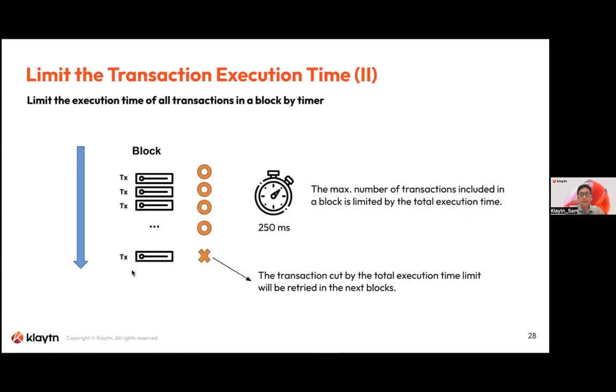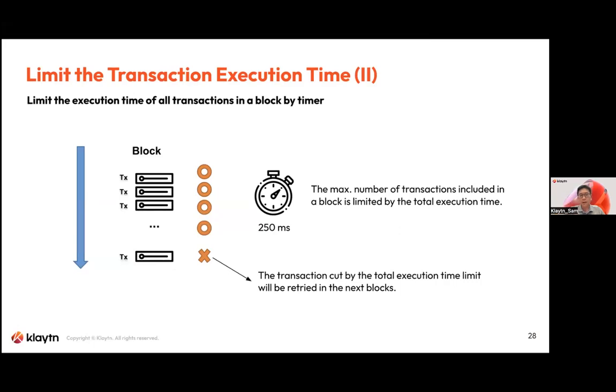Okay, and the second challenge was the execution time. Even though we determined the approximation of execution time, we don't know how many transactions can be included in a block. So we used this timer mechanism. We have a 250 millisecond timer, and each transaction is executed, and within 250 milliseconds, those transactions are included in a block. If we reach the time limit, then the last transaction is not included in the block, and then that will be retried in the next blocks.